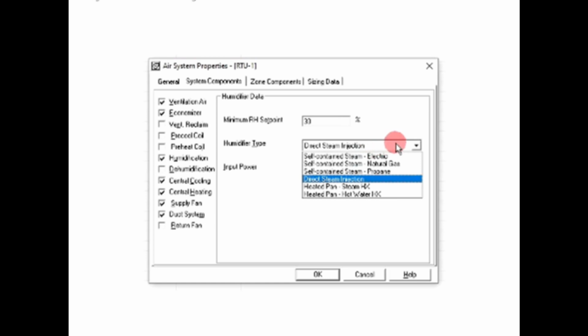As I said, there are multiple types of humidifiers. Either it is direct steam injection, or you can have electric, natural gas, propane, or a self-contained steam humidifier. There are other options, as you can see in here. These all depend on which one of these processes you apply. Normally in a packaged rooftop unit there is no humidification, and dehumidification is something that you might want to have. In that case, this is 60%, the dehumidification level.